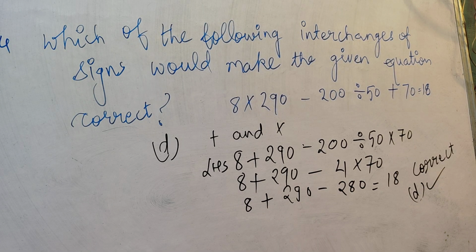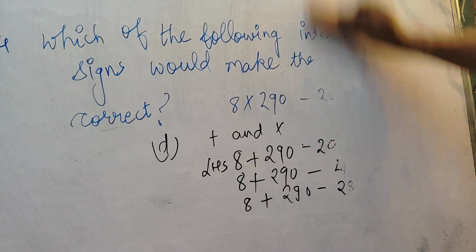So this is quite long. We are doing all 4 options. So it is a time consuming type. Is it clear? Yes. Okay. Now the 25th one.